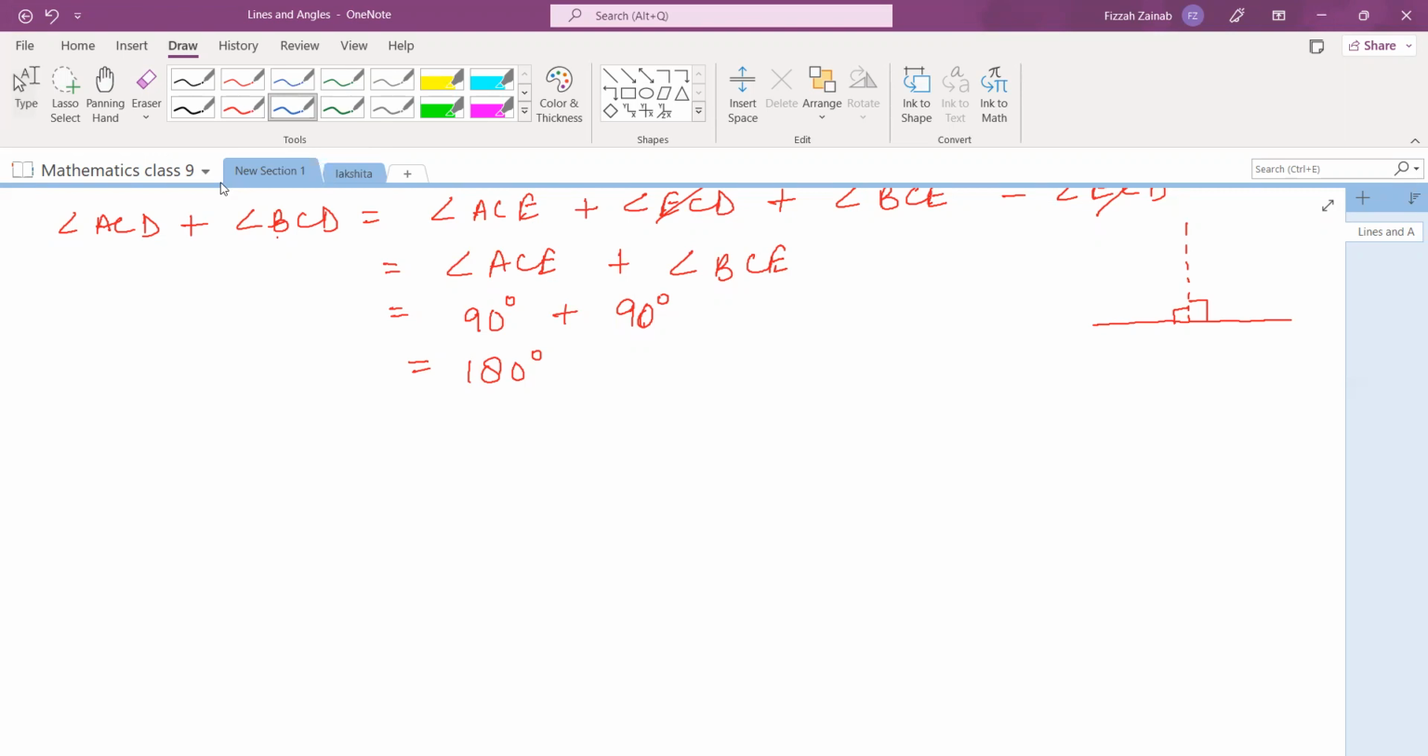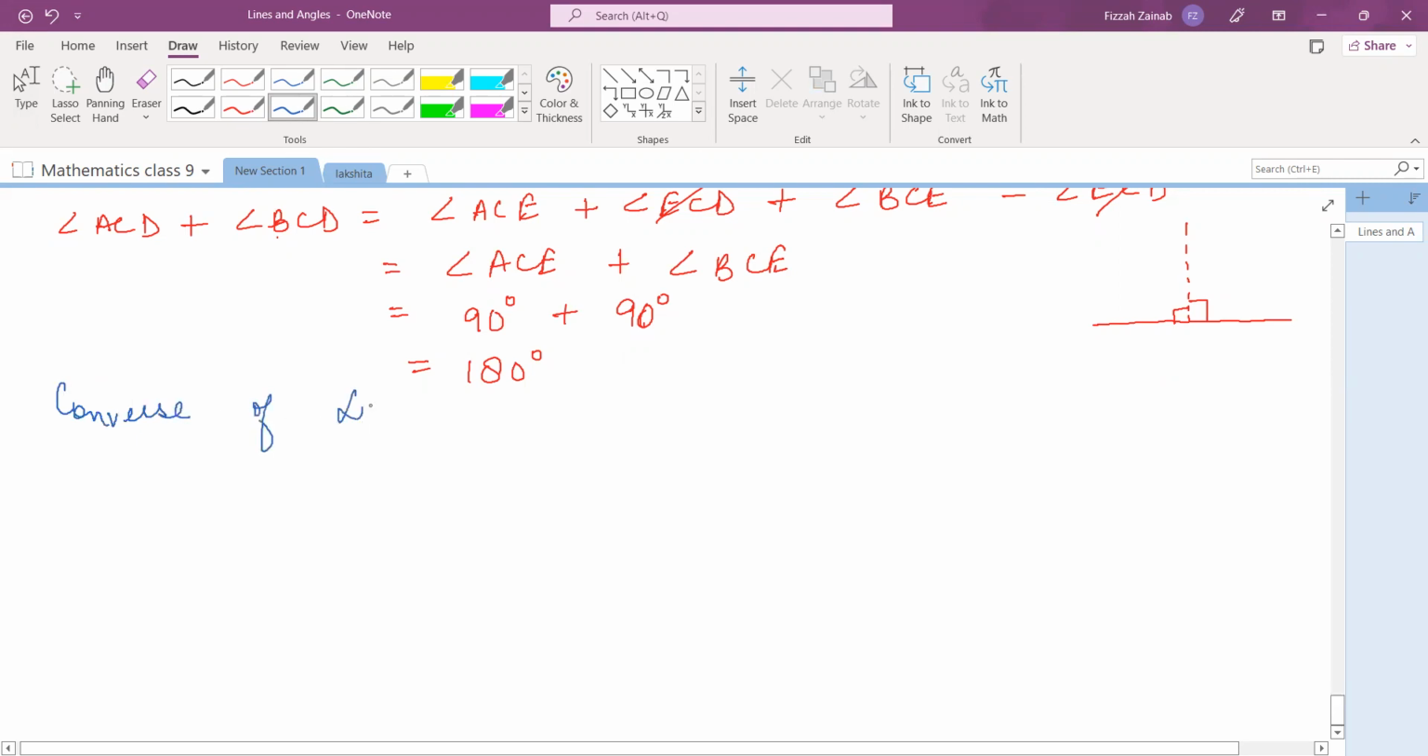Right? Okay, so this was the theorem that if AB is a line, then the sum of the angle is 180 degree. Now the converse of this theorem is also true, and it is itself a theorem. So the converse of linear pair theorem. I'm not going to prove it, but I'll write the statement. Converse of linear pair theorem, you also have to write now, and then I'll explain what is the meaning.